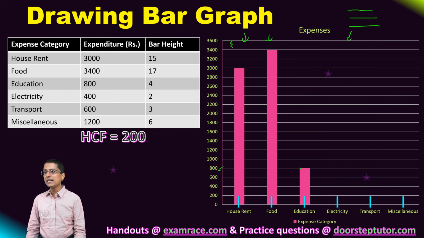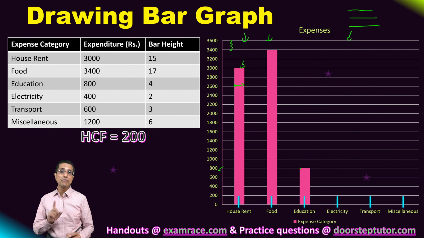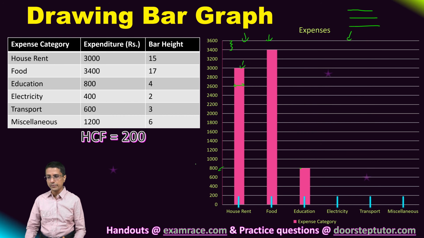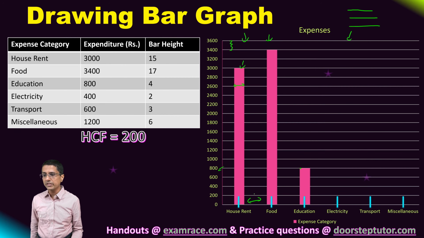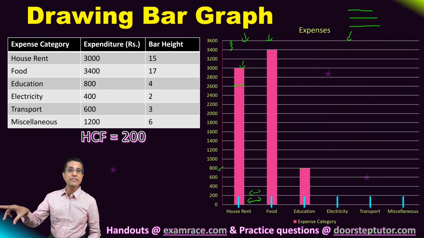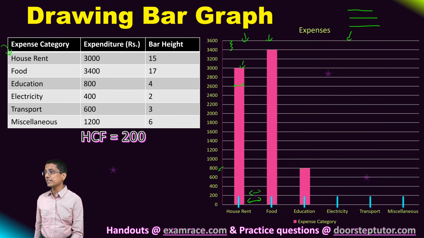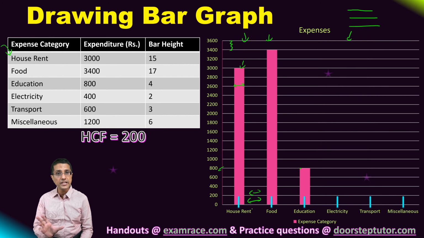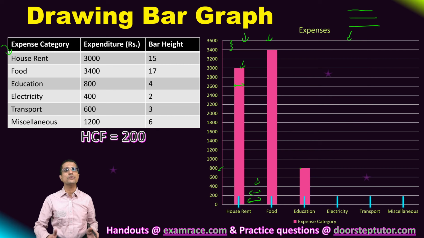Keep these bars typically 1 centimeter apart, and also keep the width of the bar to be 1 centimeter. That would make things look good. You can take the difference between the bars as per your convenience, but there has to be a difference. You cannot join these two bars. Remember, if you join them, it becomes a histogram, which we cannot draw in this case because our underlying variable is categorical. This is a category of expenses. It is not continuous. So our bars have to be disjoint. You can keep this difference according to your convenience, depending on how many bars you need to fit.